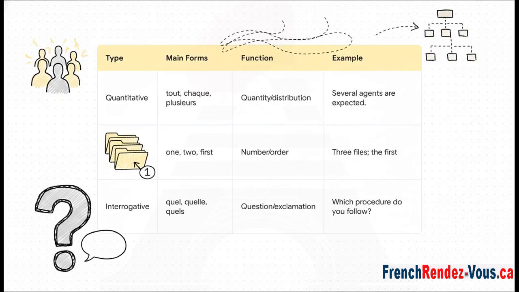And to round out our family tree, we have the categories for quantity and questions. The quantitatives, like plusieurs, are all about amounts. Plusieurs agents sont attendus means several agents are expected. Numerals are pretty easy, they're just numbers or order. Trois dossiers is three files. And finally, you have the interrogatives, like quel. These are your question words. They help you ask about the noun. Quelle procédure suivez-vous? Which procedure are you following?